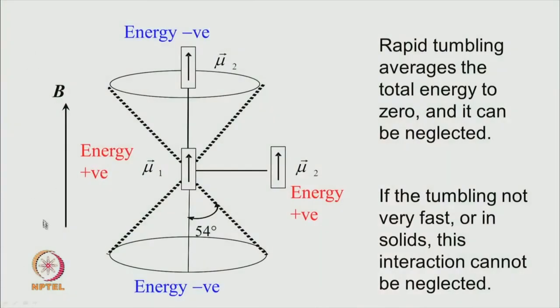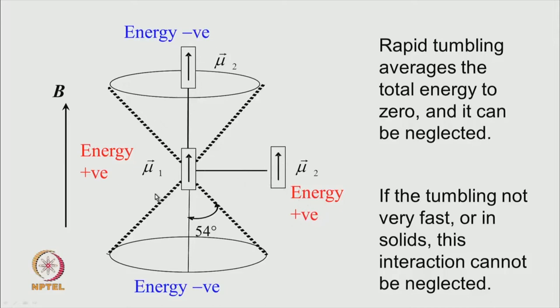This is the direction of the external magnetic field, and let us say one magnetic moment is fixed here and the other one is moved from this arrangement to this arrangement. Here, these two magnets are parallel to each other. So, north pole is pointing north pole, south pole is pointing south pole. So, this energy will be repulsive. So, we call the energy is positive.